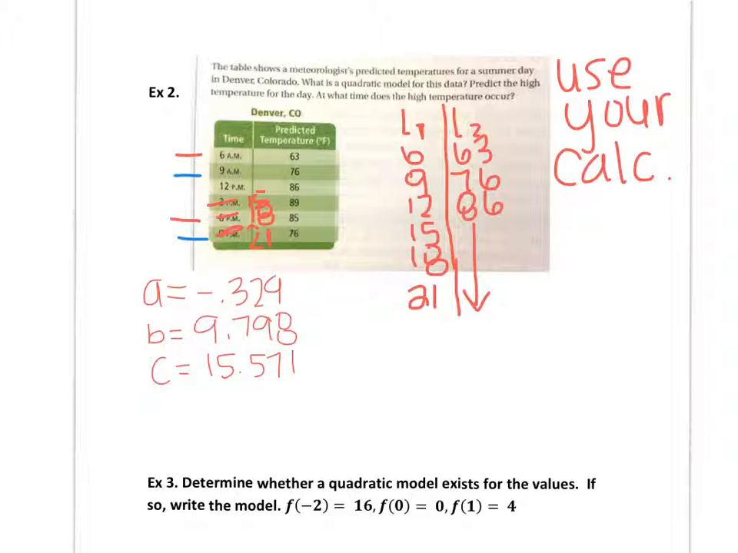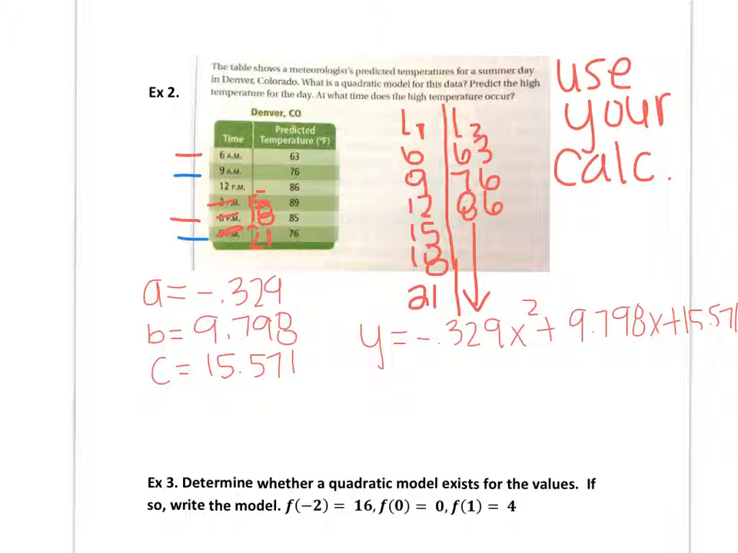So then what you're going to do, part A, or the first question that it asks us is, what is a quadratic model for this data? So the answer to that will obviously be to take the values and put it into a quadratic format. So that is our A value. So ax squared plus bx plus c. Okay, so that is the answer to the first question.